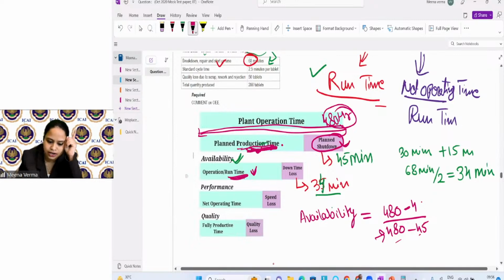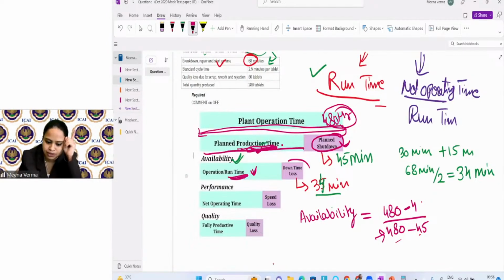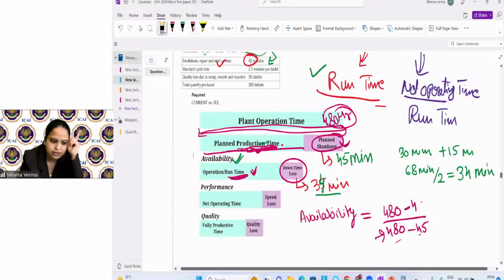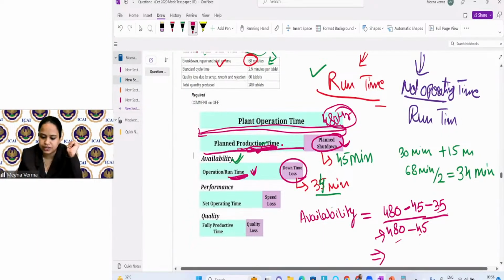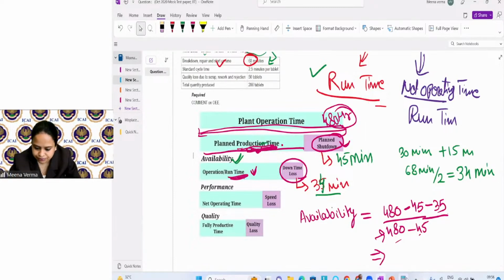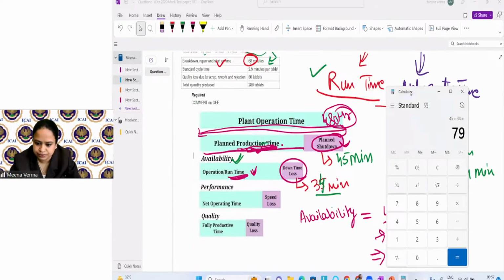Run time will be planned production time minus downtime. So this is your planned production time, minus this downtime loss, which is 30. We will subtract these two values to get our availability. This is how we have to do it here. If you solve it now, you will get the right answer. Okay, let me do it.